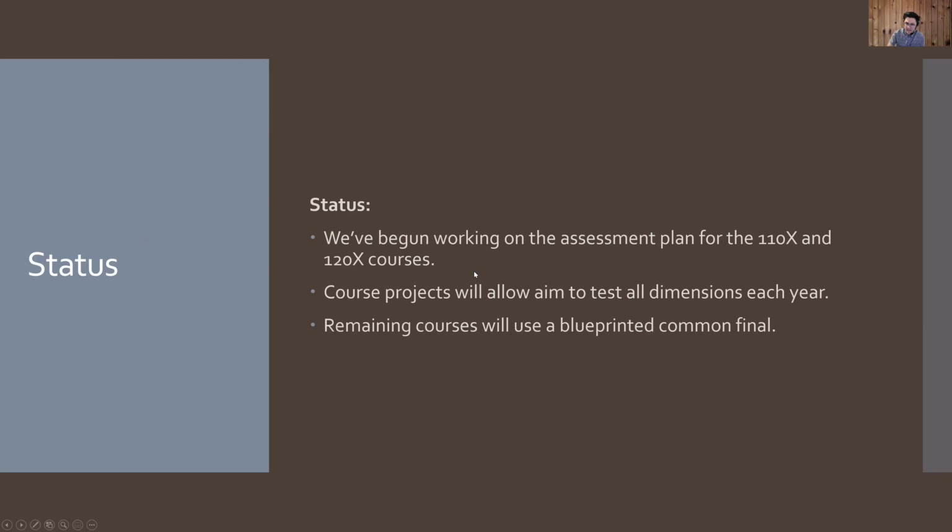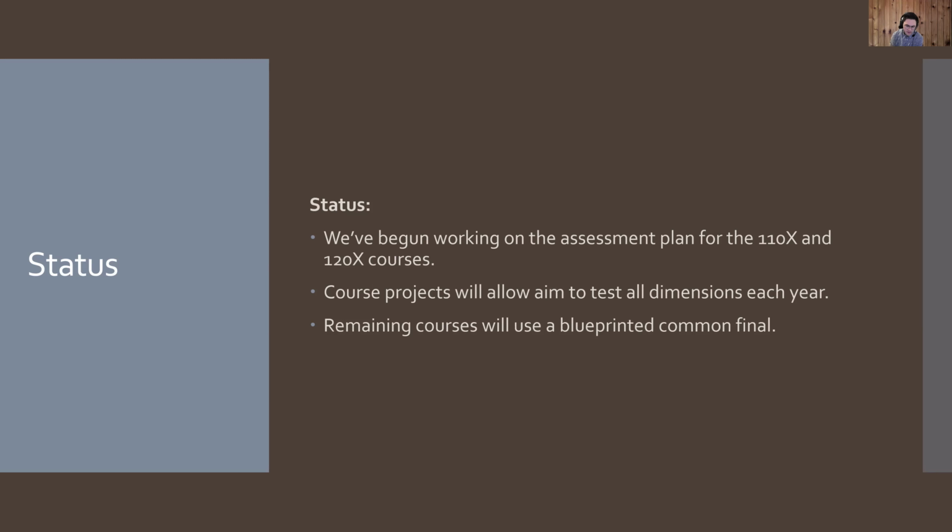The current status is that we've begun working on the assessment plan for 1100 and 1200. We haven't gotten too far into anything. It took the majority of the fall semester just to fill out that little bit of the spreadsheet. But we're going to be meeting to discuss course projects for these courses soon. The coordinator wants to attempt to test all 5 dimensions, or all the course learning outcomes, every year with the course projects. We haven't finalized anything. That may or may not end up happening, but that is the current plan.